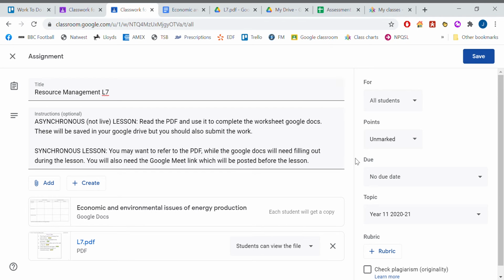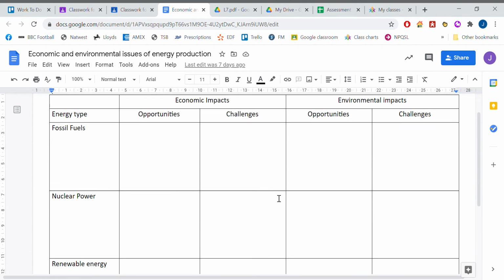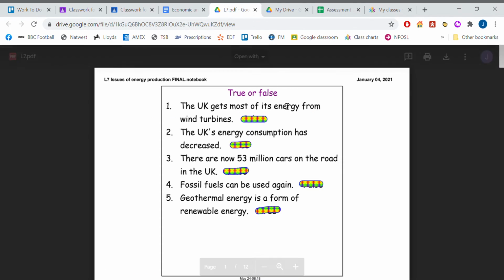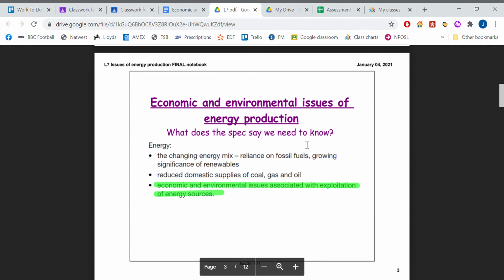So we're going to be developing our understanding of the issues around energy production. We looked at the different types of energy last lesson. On your assignment, you've got Google Docs and you've got the PDF. The Google Docs actually only has this table in. So first of all, a little bit of true or false. I'll skip through the answers there just to test your knowledge.